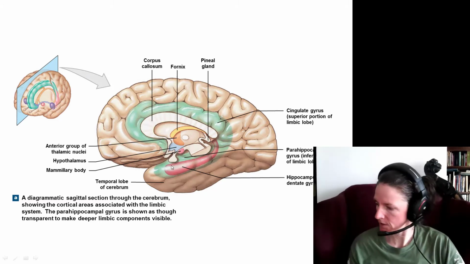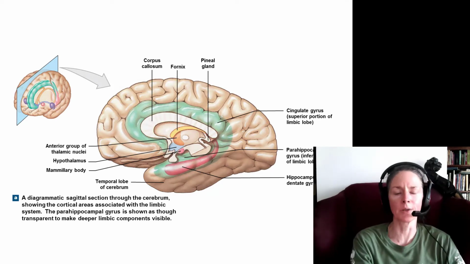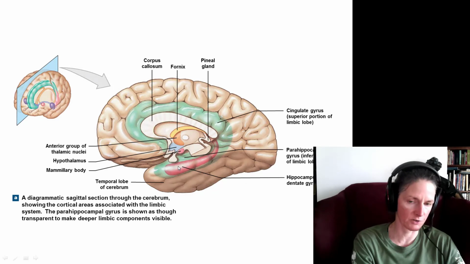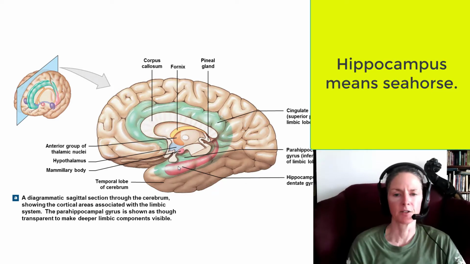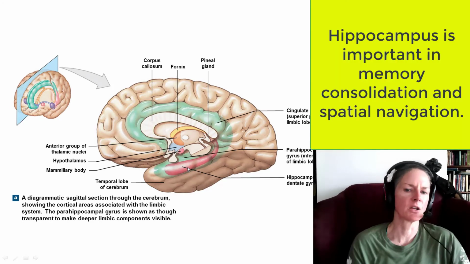So that would be on the interior surface, which we really can't see on our brain model, but we can see it here. And the parahippocampal gyrus is going to contain this red structure called the dentate gyrus. And the dentate gyrus contains a structure called the hippocampus. And the hippocampus is so called because it looks like a seahorse. Or at least anatomists thought it looked like a seahorse, so they gave it the Latin name for seahorse, which is hippocampus.